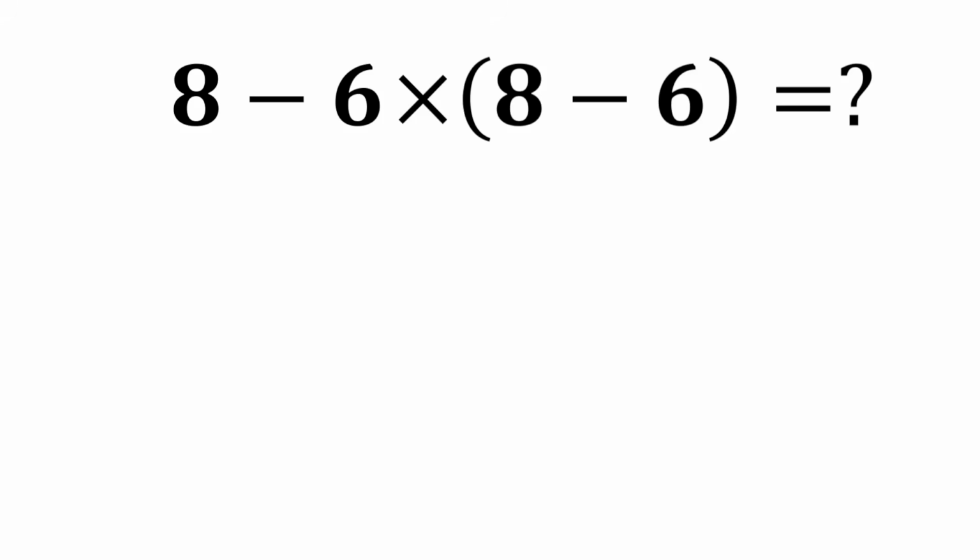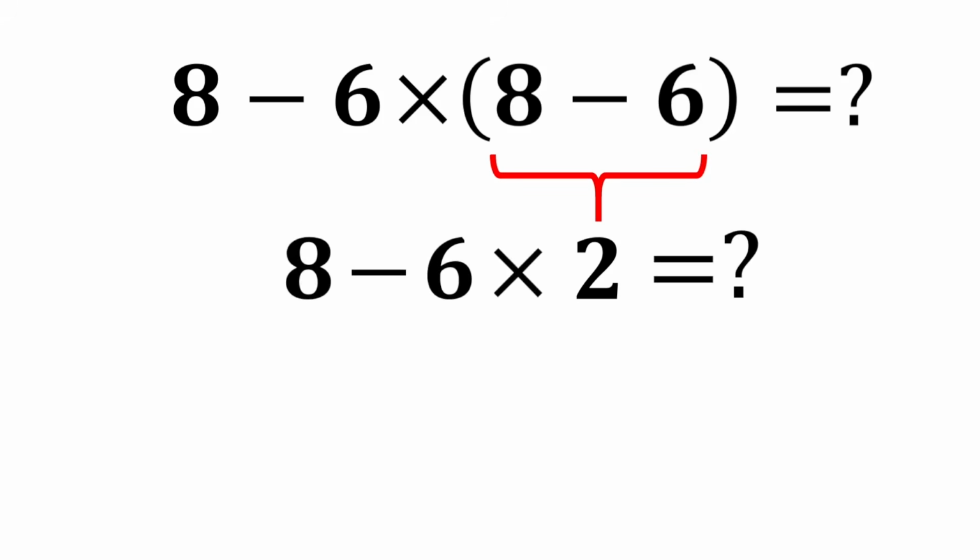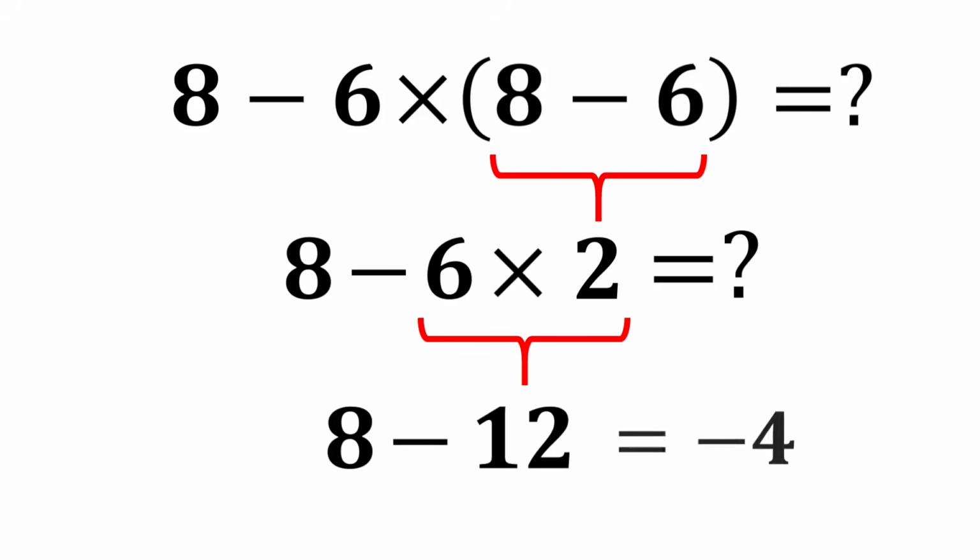According to PEMDAS, we must first solve the operation inside the parentheses. 8 minus 6 equals 2. The expression becomes 8 minus 6 multiplied by 2. Now, we have a subtraction and a multiplication. According to PEMDAS, multiplication has a higher priority than subtraction. So, we perform the multiplication first. 6 times 2 equals 12. Finally, 8 minus 12 equals -4, which is our correct answer.